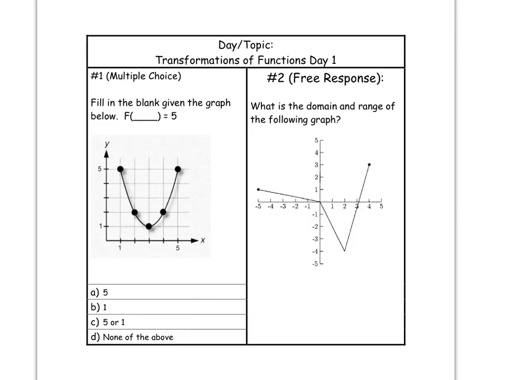Okay, so here are the 2 video questions for tonight. For multiple choice question 1, fill in the blank given the graph below. This question is asking we need to find this number, f of what? So we are looking for x when y equals 5. There might be more than one answer, so be careful. And then number 2, what is the domain and range of the following graph? You don't have to write that one in interval notation. You can just write it using the brackets or the commas. It'd be easier to put in the Google form.